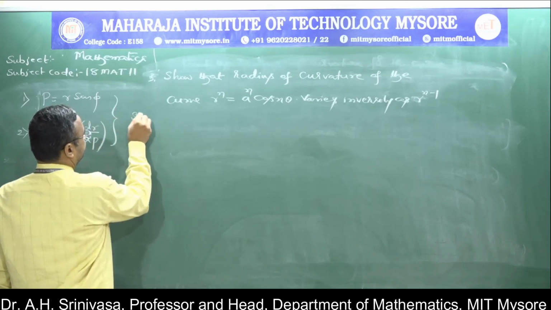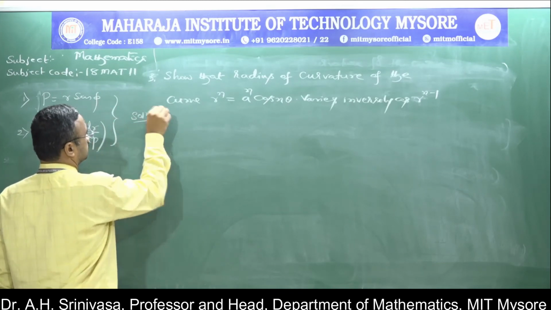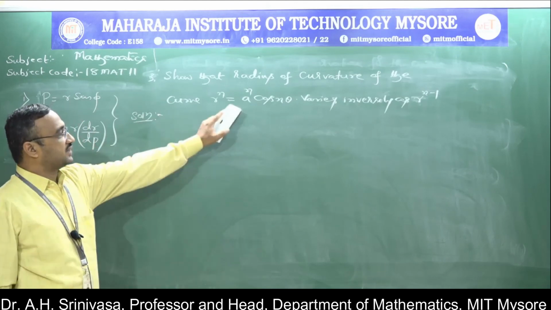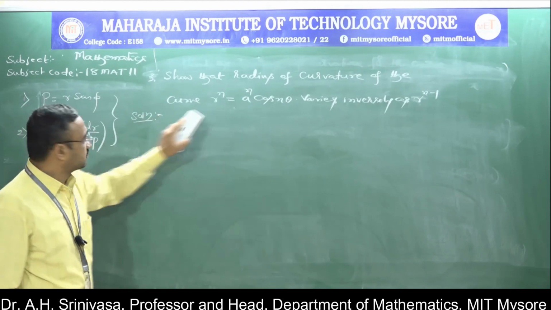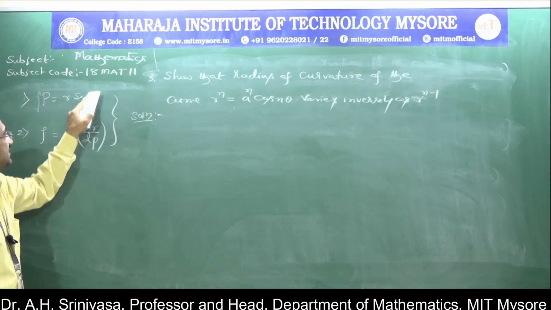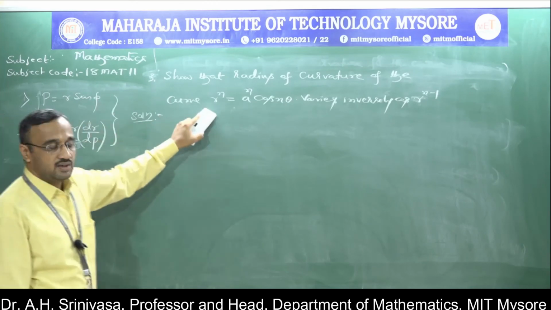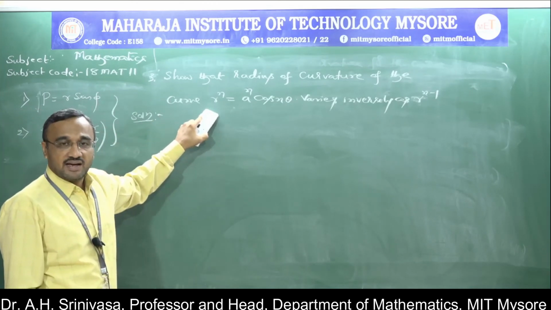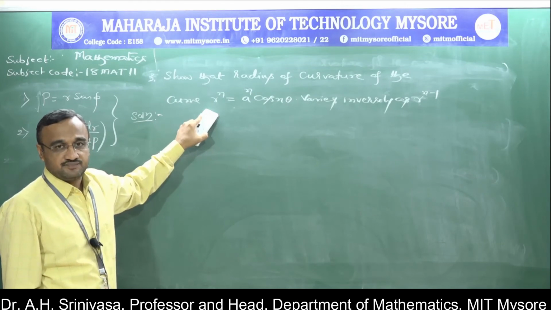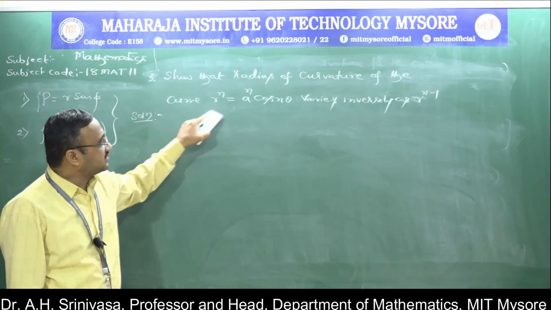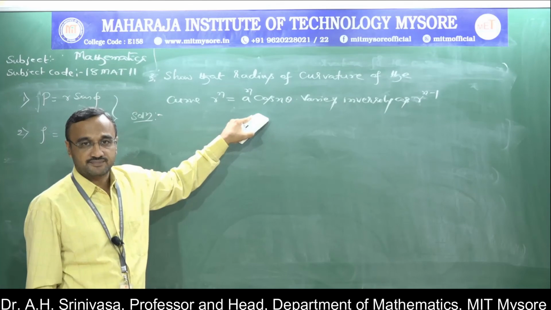Now this is the solution. First we should extract the value of φ. If using this formula, I need φ here. To remember the result, φ is the angle between the radius vector and the tangent. If remembering that result, then extract the value of φ.